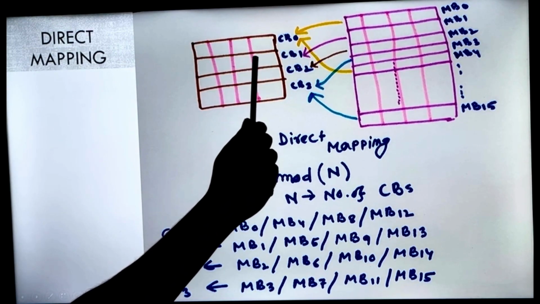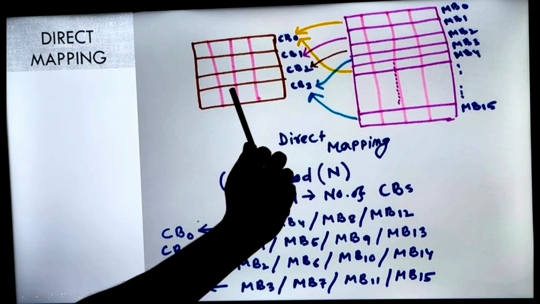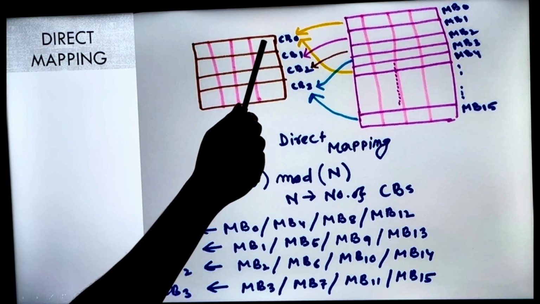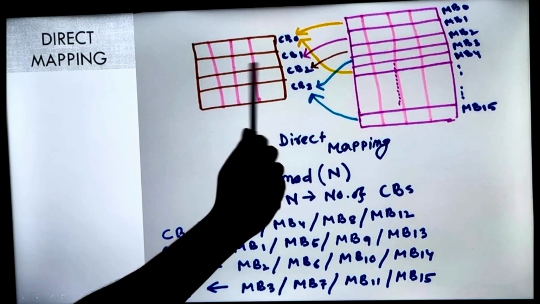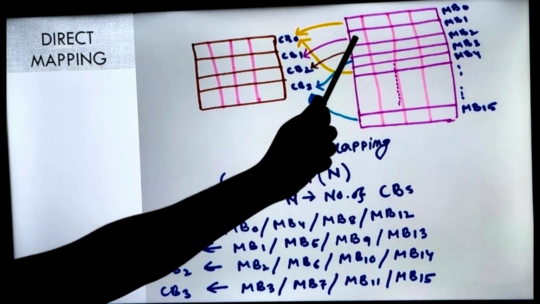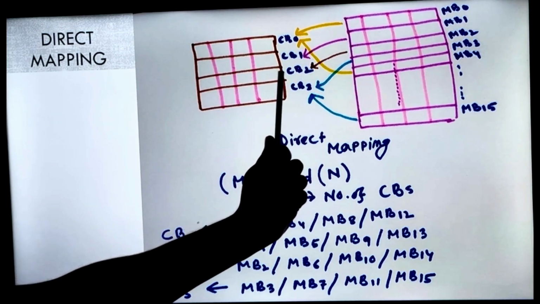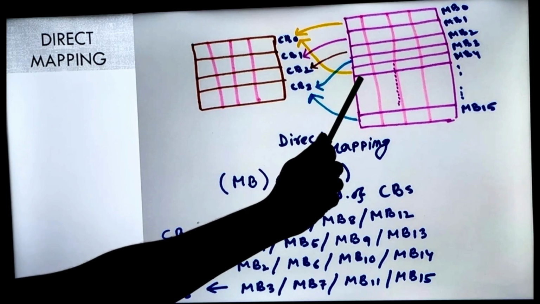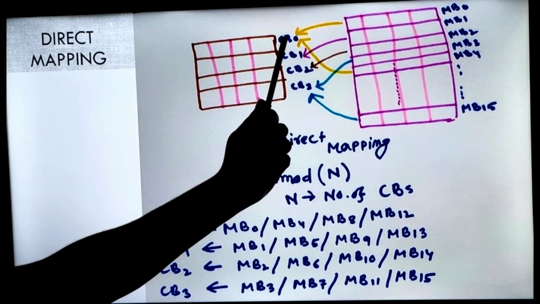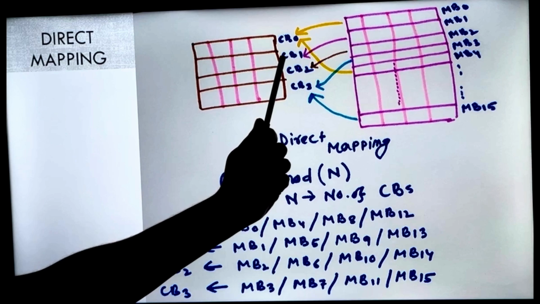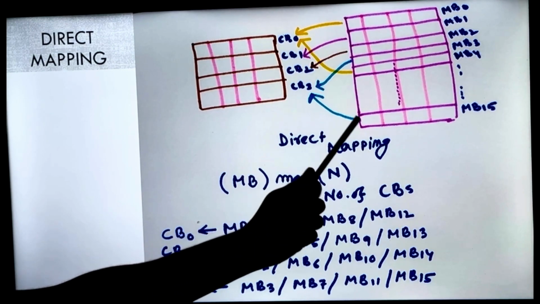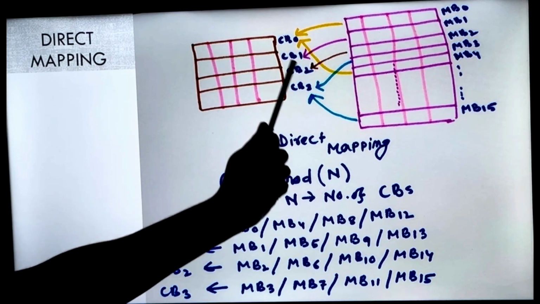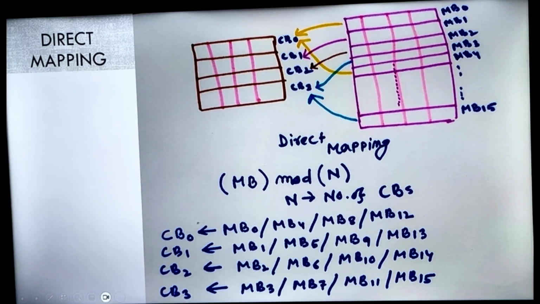No matter how many empty blocks you have, you have to go to CB0 only. If it is full, then also you have to wait, but you cannot put it in some other block. MB0 to CB0, MB1 to CB1, MB2 to CB2, MB3 to CB3. Next, what about MB4? MB4 will go to CB0 again. MB5 will go to CB1. MB6, CB2. MB7, CB3. What about MB8? MB8 again CB0. MB9, CB1. Like this it works. You understood that?